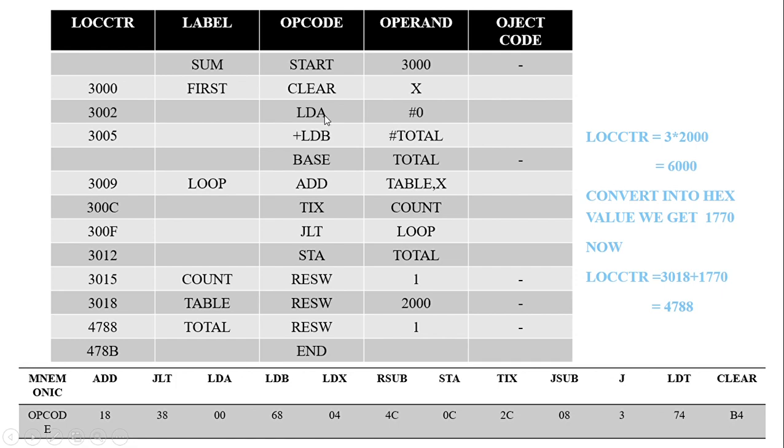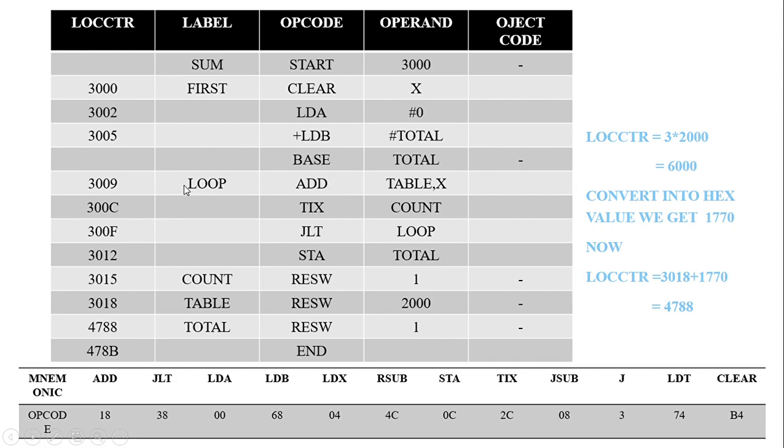Next, LDA ZERO, which is of format 3. Therefore, we increment the value by 3. For 3002, we add 3. Next, we get 3005. Then +LDB TOTAL, which is of format 4. Therefore, we add 4 to the location counter, and we get 3009 as the next location counter. Here for BASE we do not find any location counter.